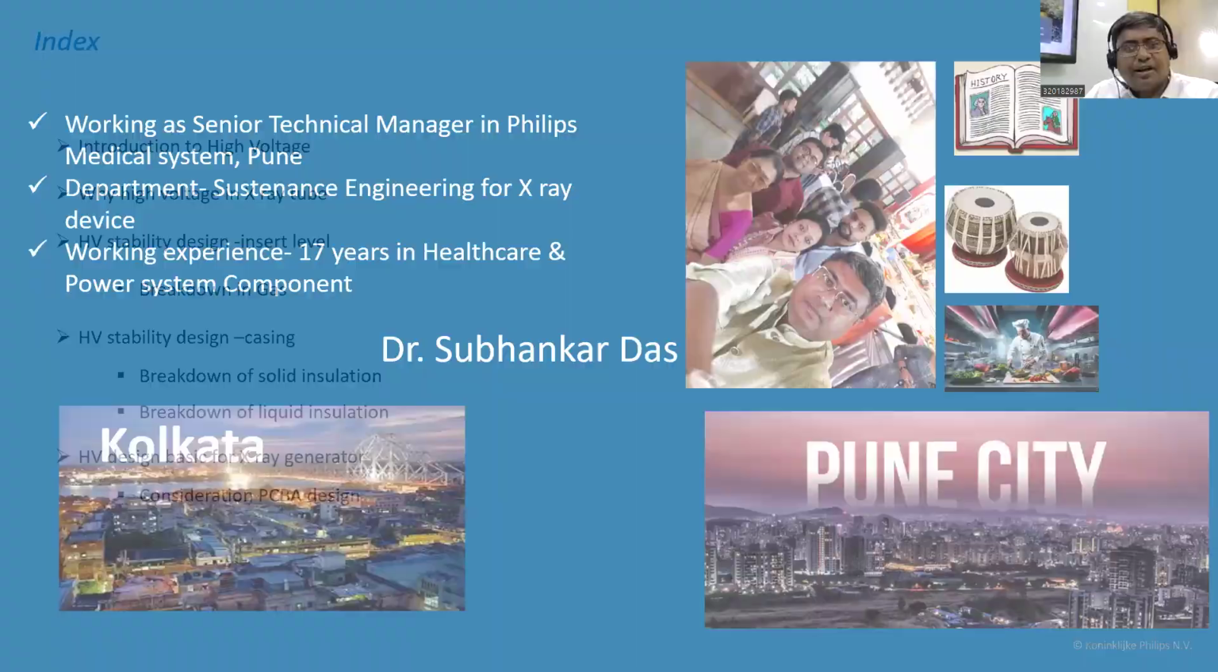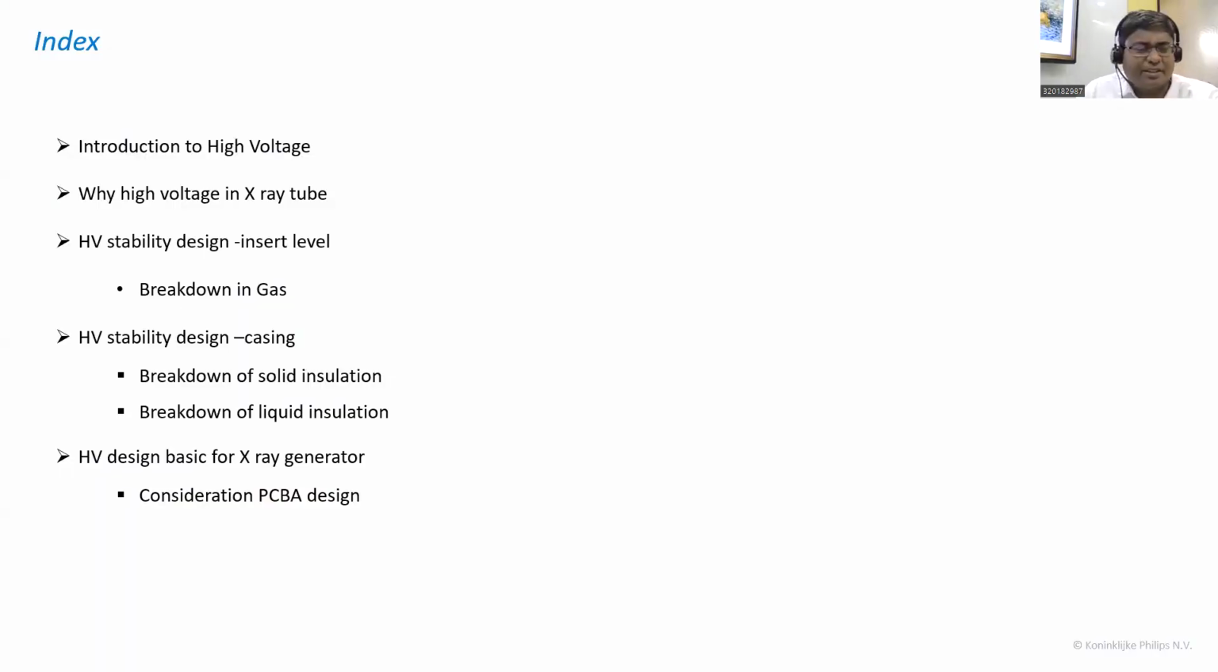So with that said, I will move to our topic of discussion today. I will first talk a little bit about what X-ray is, followed by why high voltage design is important for X-ray related products, some theory, and how this is managed during the design and development phase, at the insert level as well as at the casing or enclosure level. The second part of the presentation is on high voltage power supply design, which is required to produce or power up the X-rays.